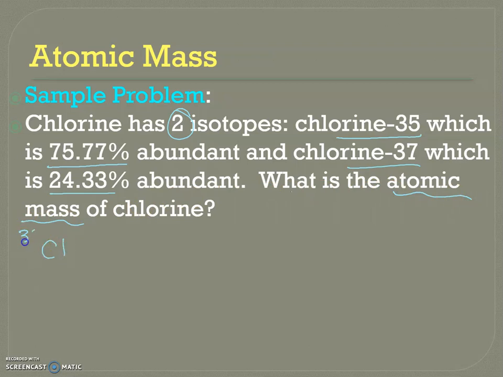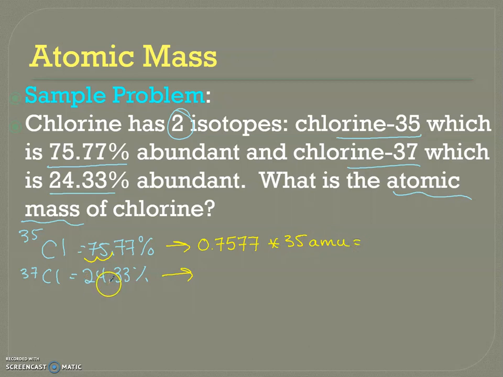So chlorine 35 is 75.77% abundant, and chlorine 37 is 24.33% abundant. So let's change these percents into decimals, the relative abundance. I'm going to divide by 100, move the decimal place over twice: 0.7577, and I'm going to multiply it by my 35 AMU. My 24% abundant is going to be 0.2433, and I'm going to multiply it by 37 AMU.